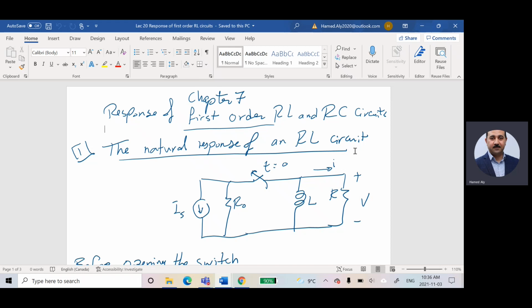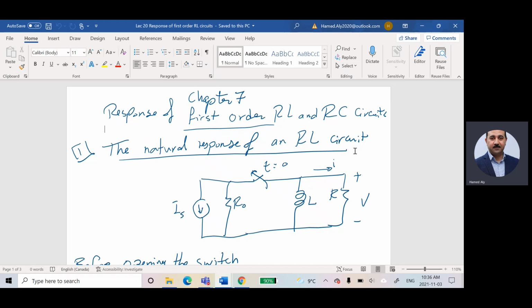The first one is called natural response, and this is what we are studying right now. I'm charging the inductor or the capacitor, then I'm removing the battery, and the capacitor or the inductor is feeding the circuit by itself without any help from any other source. This is what we mean by natural response.